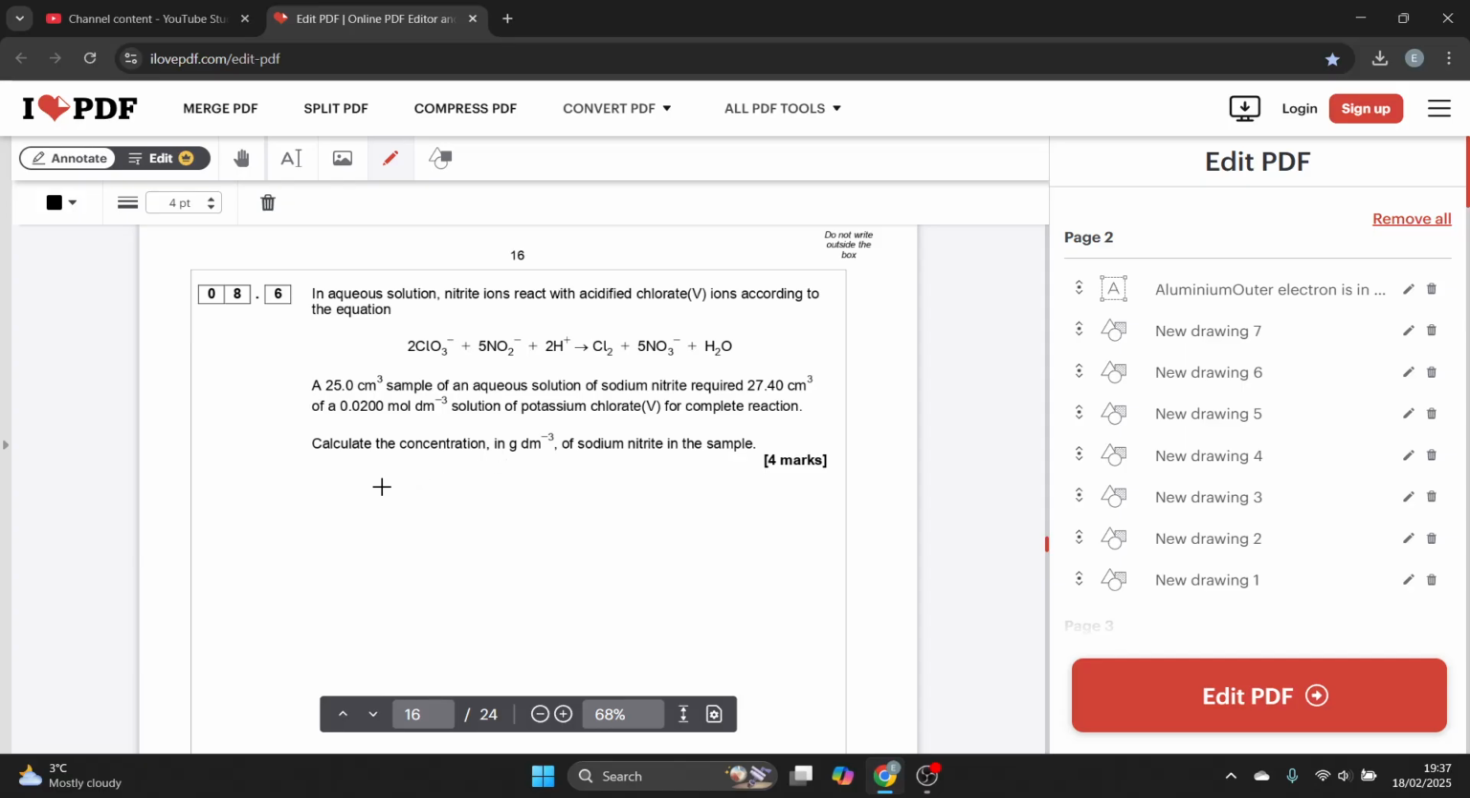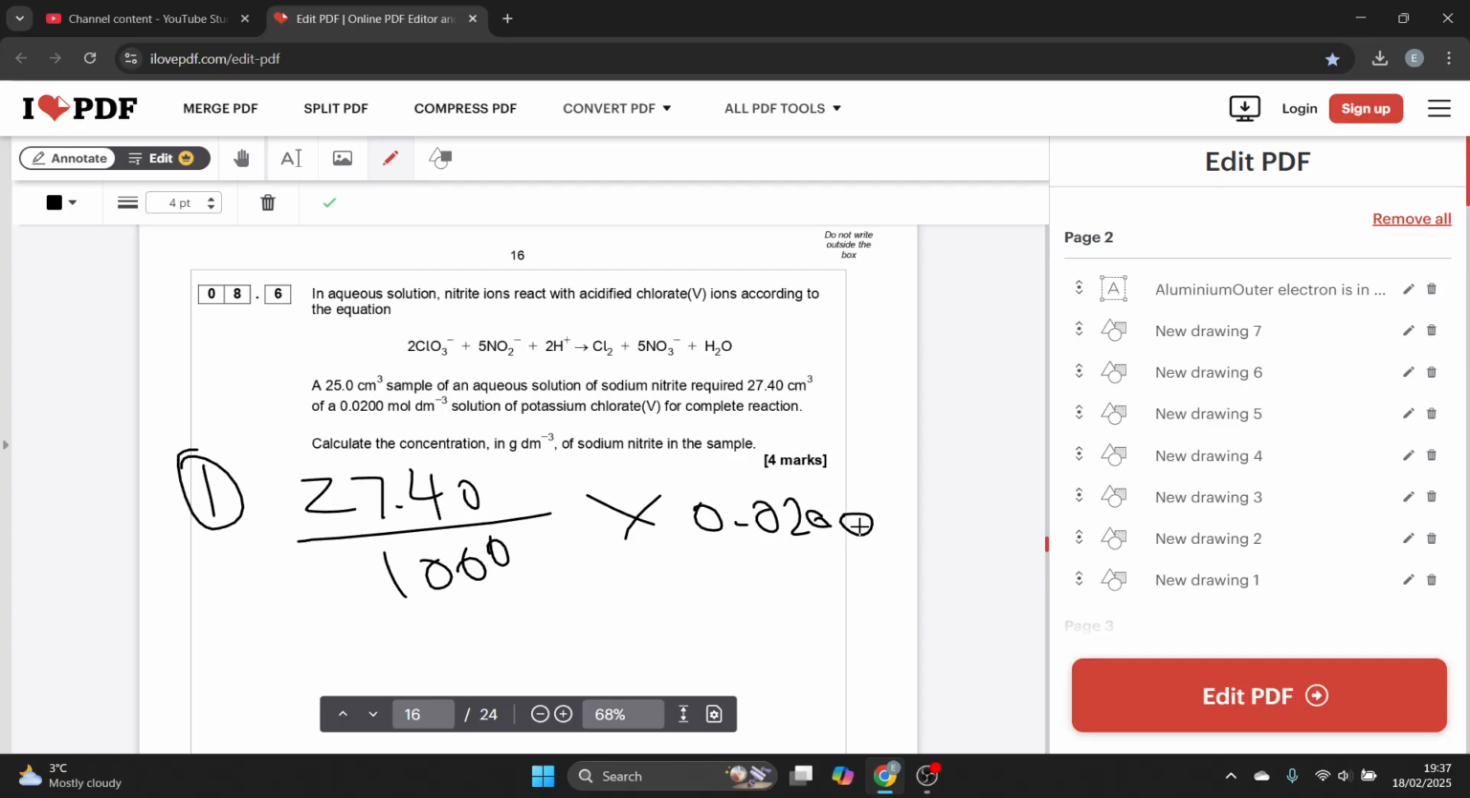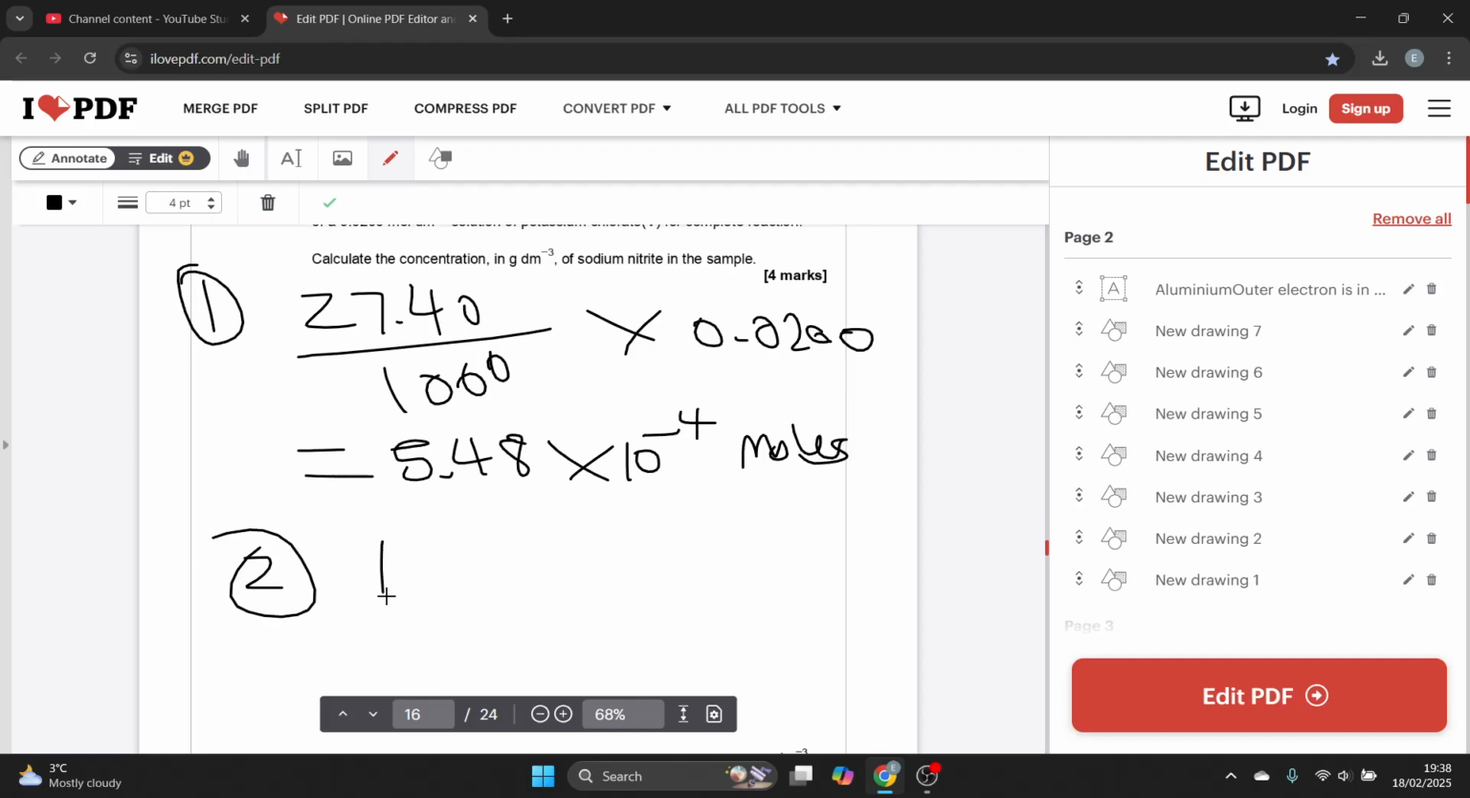So I know that a 25 cm cubed sample of aqueous solution of sodium nitrite reacted with this much of potassium chlorate. So first thing I would do is, what am I even trying to find? Nitrite ions. So nitrite ions react with acidified chlorate ions according to the equation. I want to find the concentration of that. So first thing I would do is 27.40 divided by 1000 times by 0.0200, and I'll get 5.48 times 10 to the power minus 4 moles. Then I've got a 2 to 5 mole ratio, so I do my answer divided by 2 and times by 5. And I've got 1.37 times 10 to the power minus 3 moles of the nitrite ions.